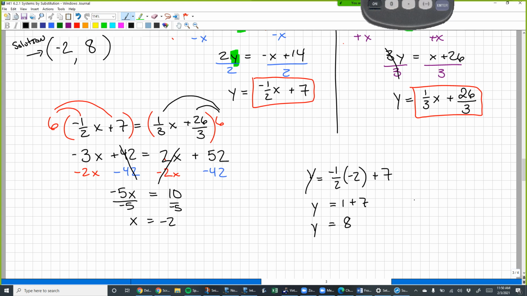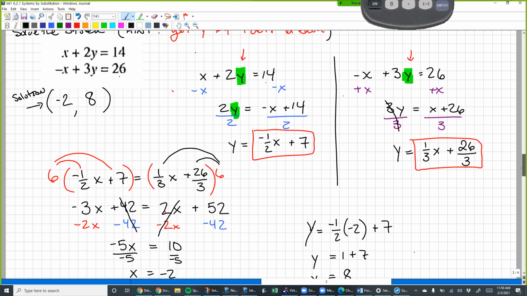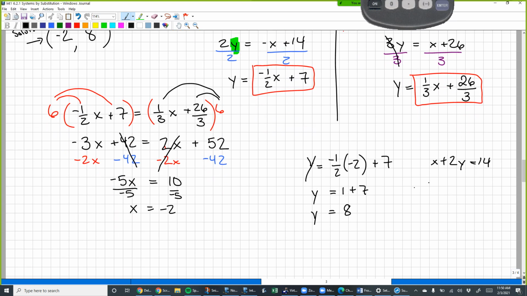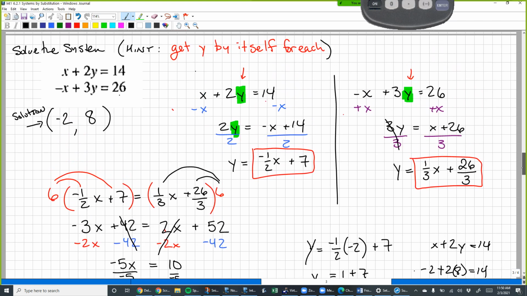So there's my solution. Now, I got to double check to make sure it is really a solution to this problem. So I'm going to plug it into one of the original problems. I'm going to plug it into the first one of x plus 2y is equal to 14 and see if that works. All right, x is -2, y is 8, and -2 plus 16 is equal to 14. So it checks out. We can double check the other one also, but that's the way that we're going to get our solution.